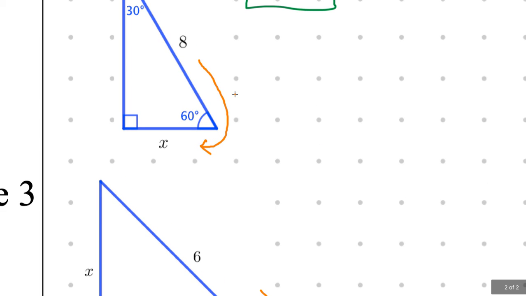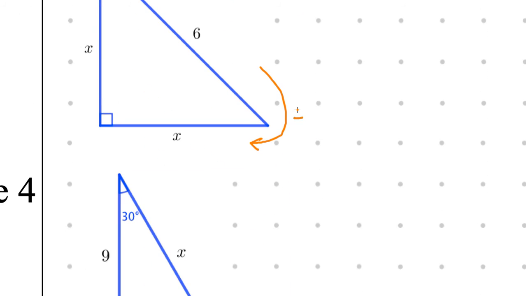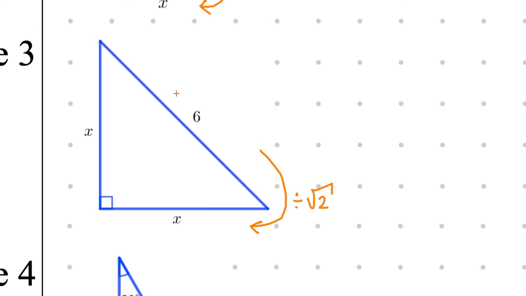So everyone write it down. We are down here dividing by the square root of 2. If I ever go from the hypotenuse to a leg of a 45, 45, 90 triangle, it's always going to be divided by square root of 2. So the answer is 6 divided by the square root of 2. So while that's mathematically correct, it's not simplified.